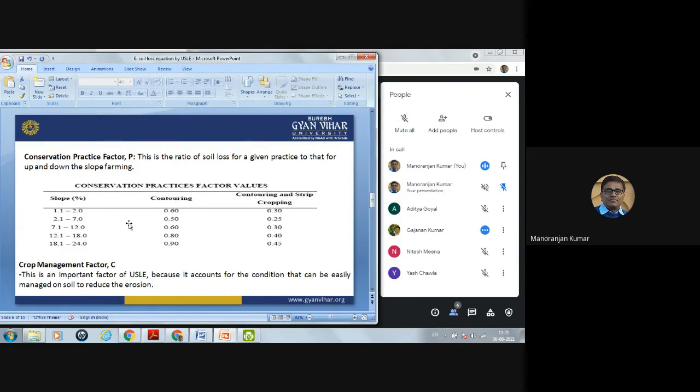Next is the crop management factor. This is an important factor of USLE because it accounts for the conditions that can be easily managed on soil to reduce the erosion. So this is the crop management factor.